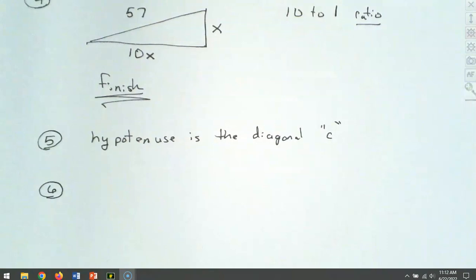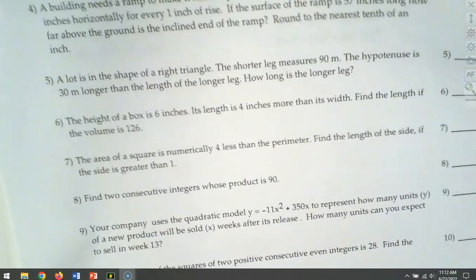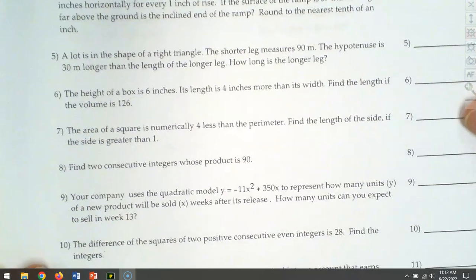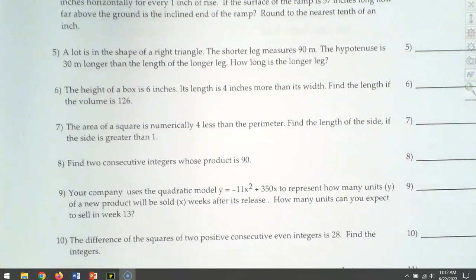Question 6. The height of a box is 6 inches. Its length is 1 inch more than its width. Find the length if the volume is 126.